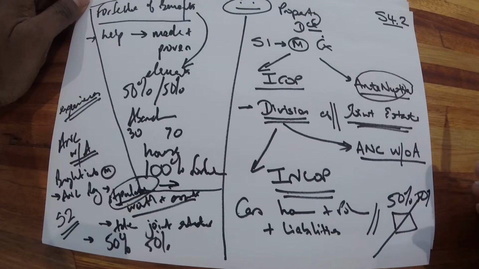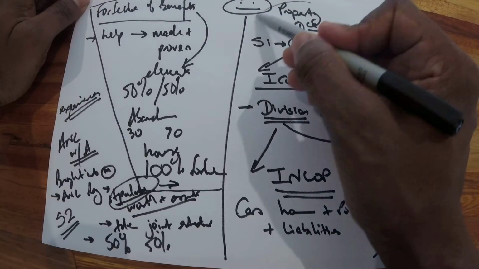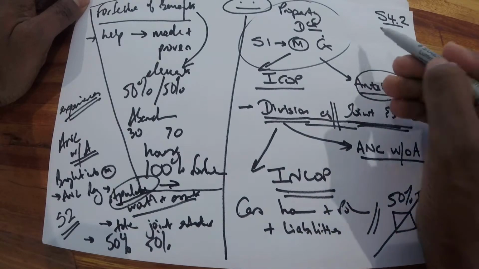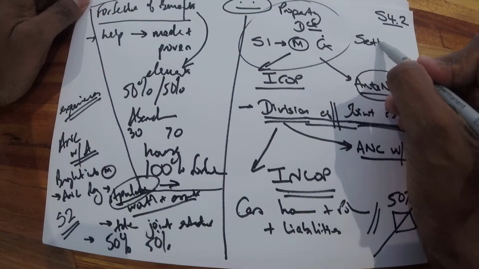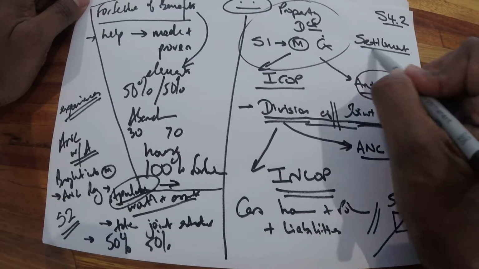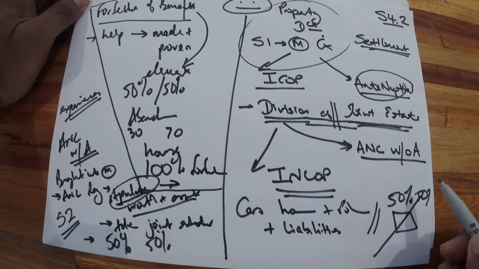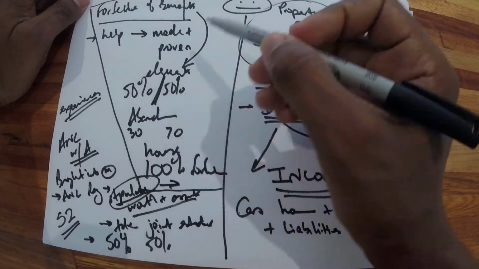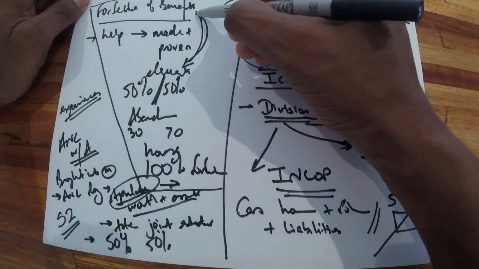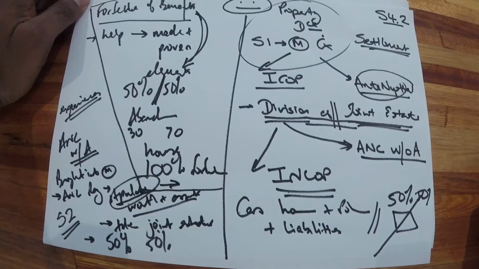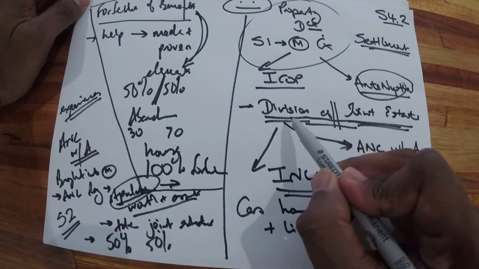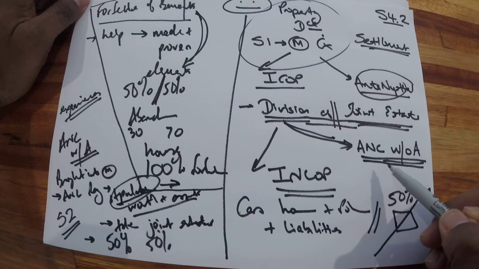So to summarize, property division is normally the court's decision unless the parties can reach some form of settlement on division. But in division of in-community of property, everything is divided 50-50 unless forfeiture of benefits apply. In anti-nuptial contracts without accrual, there's really nothing to divide in the joint estate.